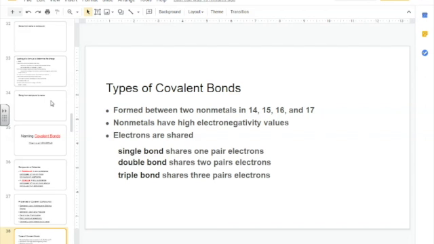We'll be talking about three different types of bonds throughout this. One is a single bond, which means it shares one pair of electrons. A double bond, which means it shares two pairs of electrons. Or a triple bond, which means it shares three pairs of electrons.